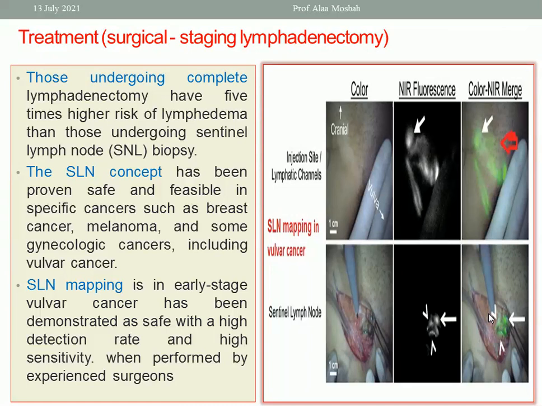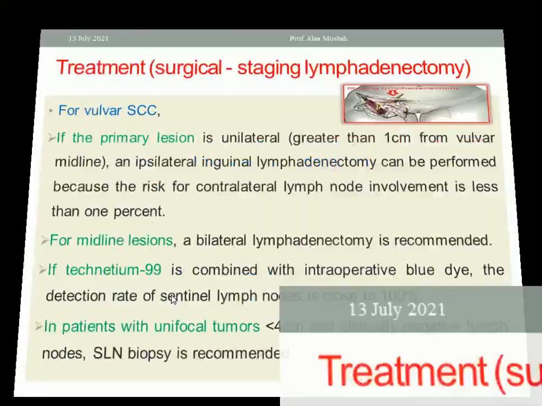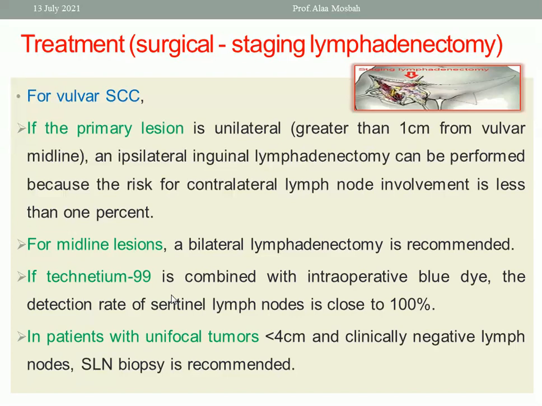If negative, I can stop staging lymphadenectomy, because it is negative. So the aim of using sentinel lymph node biopsy or mapping is to decrease the unneeded dissection in the groin area for staging lymphadenectomy, to avoid the complication which is lymphedema and the other complications of surgery.